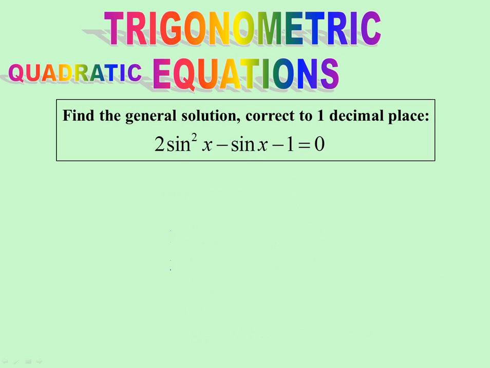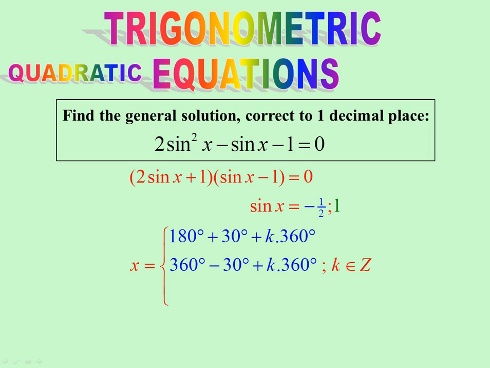Next one. 2 sine squared x minus sine x minus 1. Here we are. Twice we have a variable squared, we have the variable, and we have a constant. Factorize, 2 brackets. I'm not going to go into how to factorize a quadratic. That bracket can be 0, 2 sine x plus 1 giving you 0, which means sine x is negative a half, or that bracket can be 0, giving you sine x equal to 1. There we are.